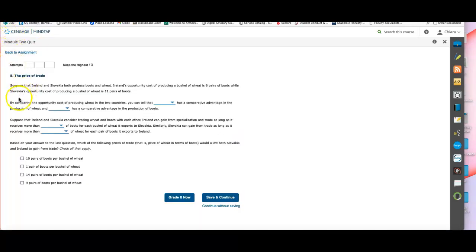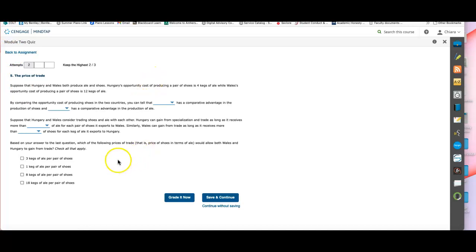And I'm going to go straight to question number 5, which teaches you how to determine the price of trade, because so far the price of trade has just been given to you, versus determining what the price of trade is. How do we find out how much they're going to trade? So let's proceed with number 5.